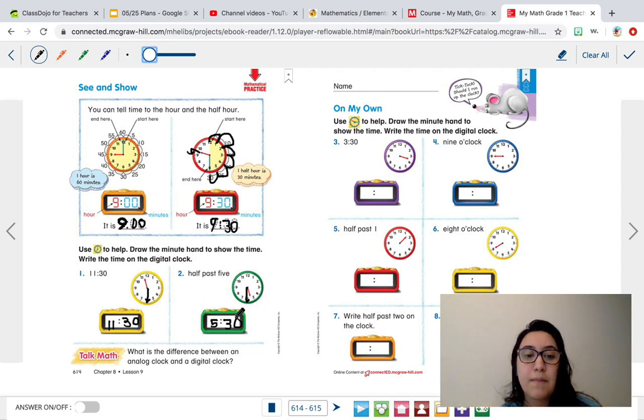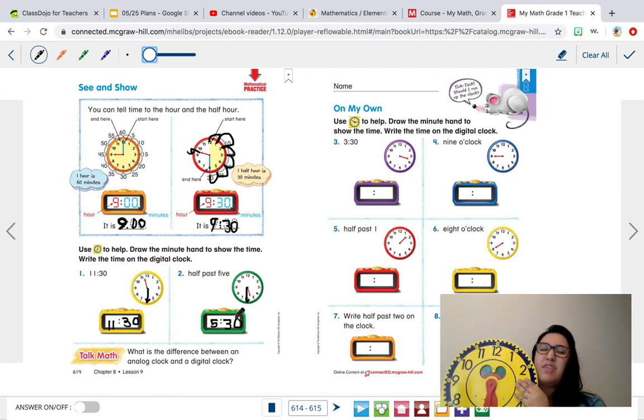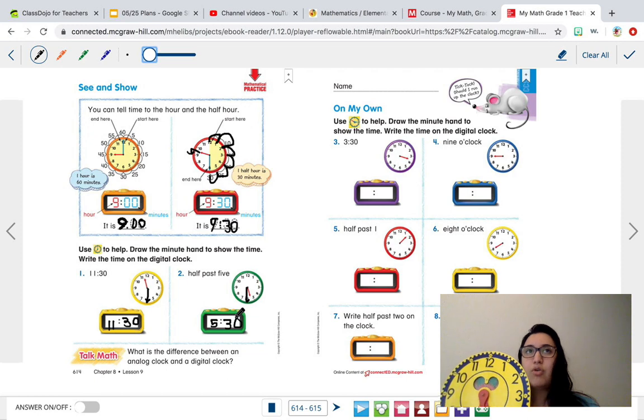Okay, so now it's talk math. What's the difference between analog clock and digital clock? So what's the difference between this and something you'd see on the clock in your car or on the clock in your microwave? What's the difference? Okay, so talk it out with your family.